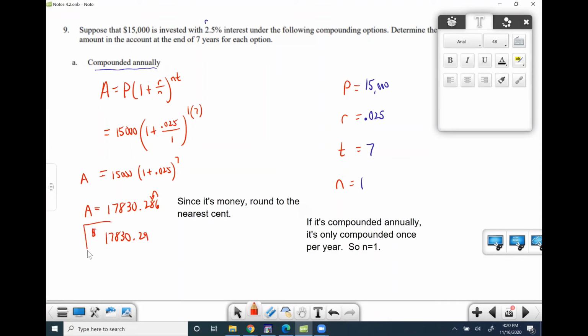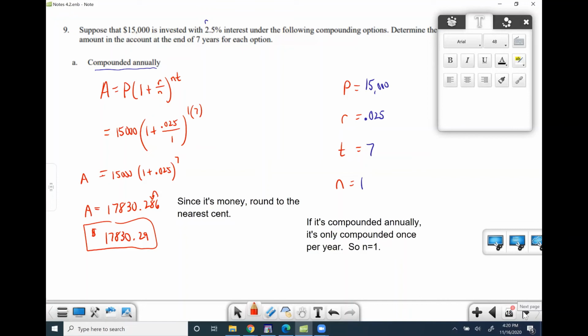So this is how much money would be in the account after 7 years if we only compounded it once per year. Okay. Any questions on that, you guys? Okay, let's try another one.